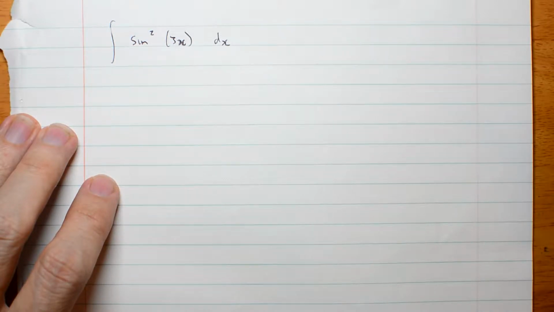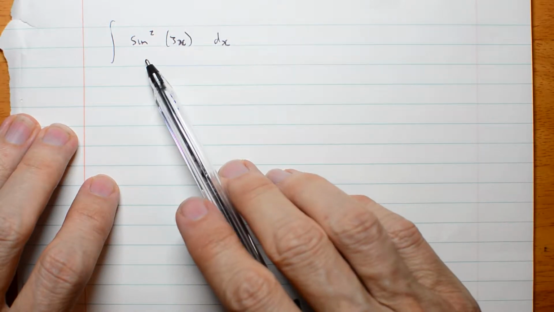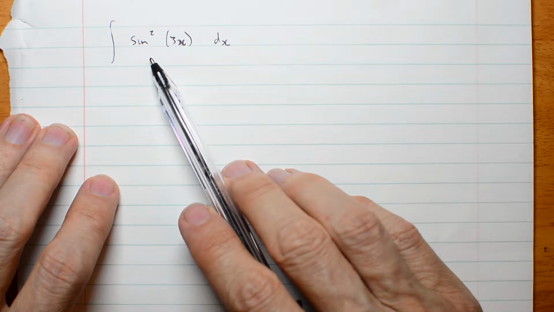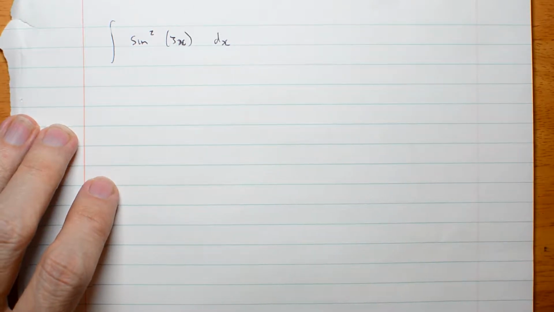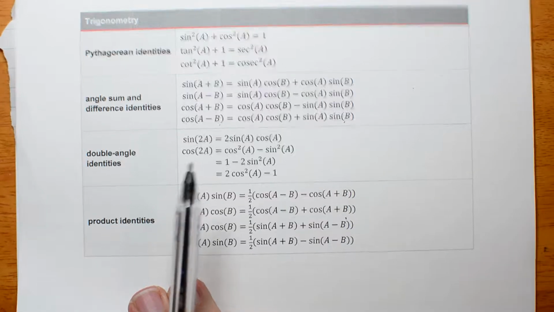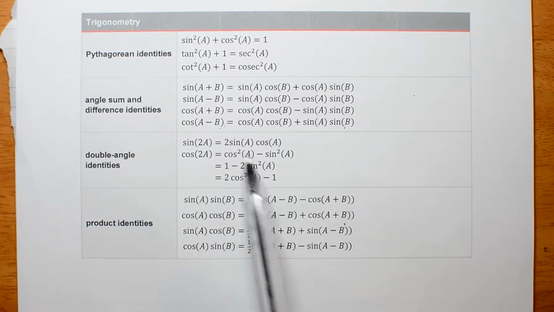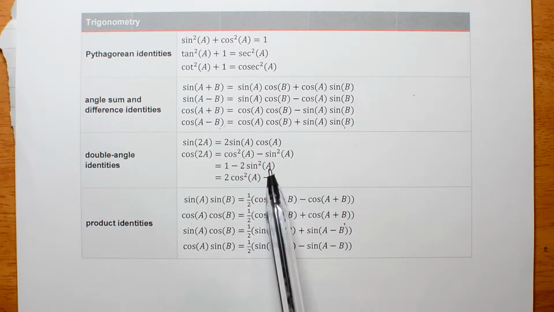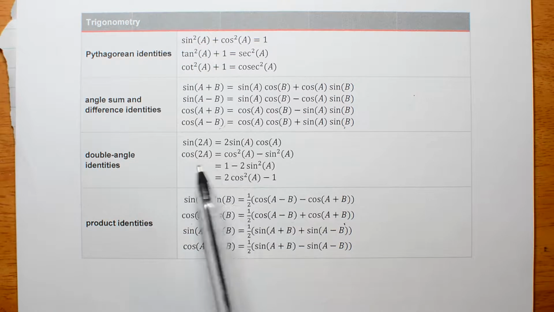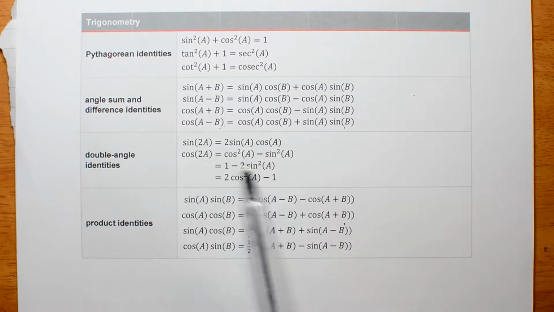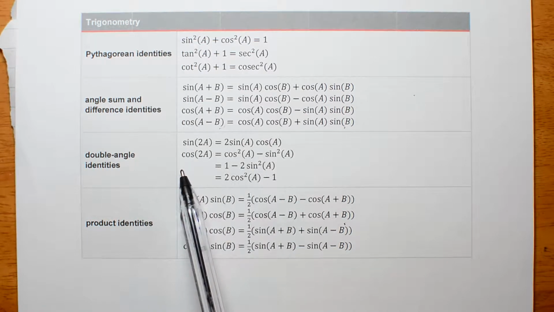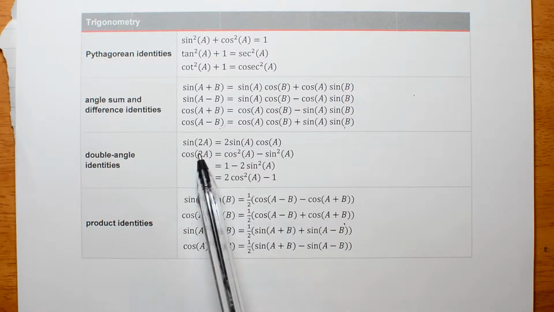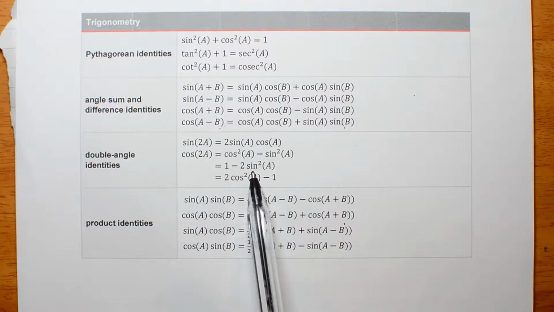The integral of sine squared 3x dx. Now the textbook suggests replacing sine squared with half of 1 minus cos 2 times the angle. Where did that come from? Well, on the formula sheet, it's from the double angle identities. Sine squared is half of, well, that's negative sine squared, so that's got to swap to the other side. Sine squared is half of 1 minus cos twice the angle.